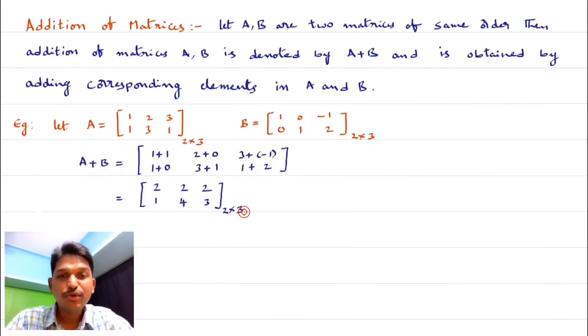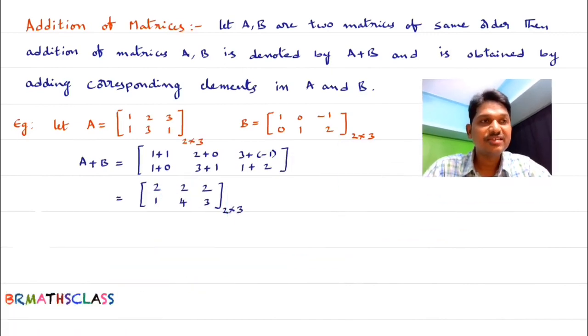And an important point: when we add two matrices, we will get a matrix that is also of same order. A and B are two matrices of same order. After adding the matrices, whatever you get is also of same order. See here, A is 2 by 3, B is 2 by 3, A plus B is also 2 by 3. I hope you are understanding. Good. It is an easy definition, no need of much discussion. Now, we will learn properties related to addition of matrices.